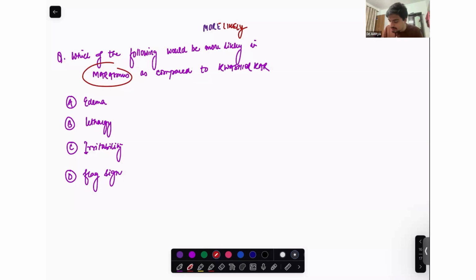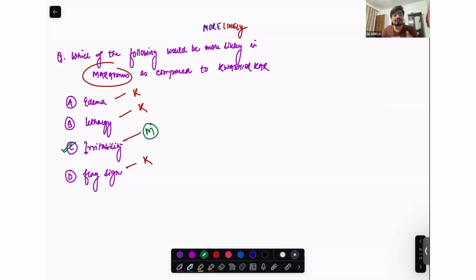So edema is where? Kwashiorkor. Lethargy where? Kwashiorkor. Flag sign where? Kwashiorkor. Irritability where? Marasmus. Right. So the correct answer to this question is going to be option C. You have to figure out the odd one out.